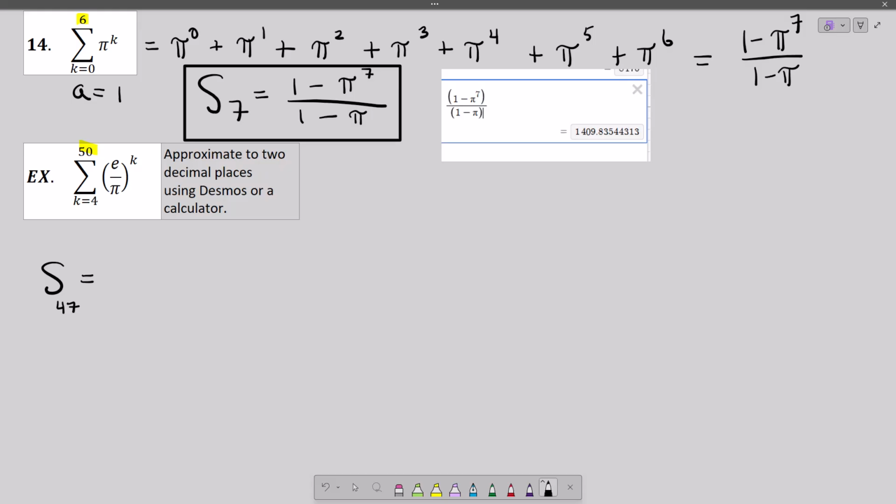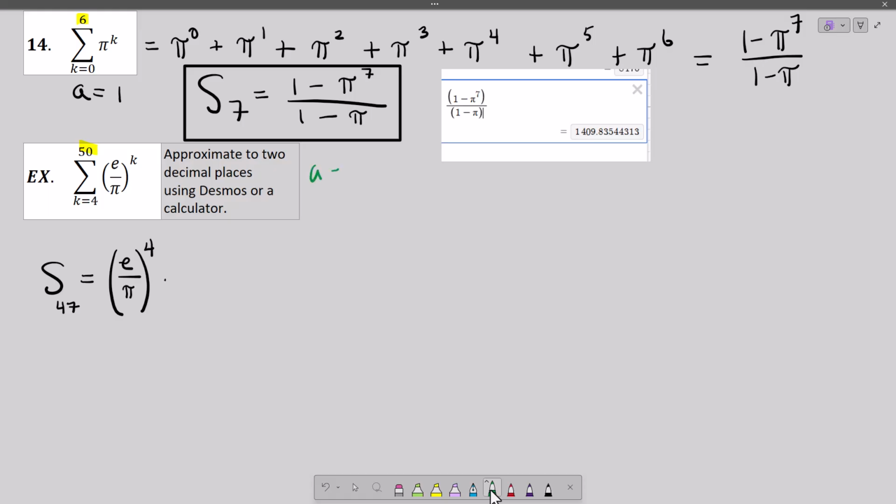So this is A. A is first. A is always the very first term. The very first term is found by plugging in the very first index value, 4. So this is A. E divided by pi raised to the 4th power. That's A. What is R in this case? E over pi.